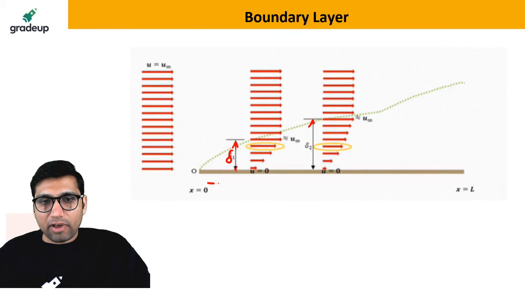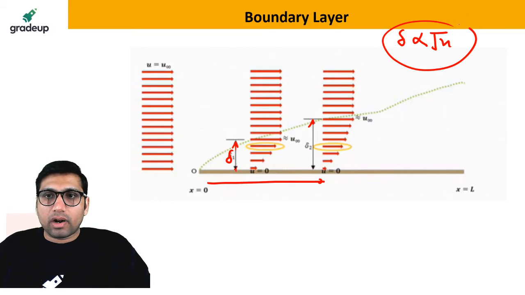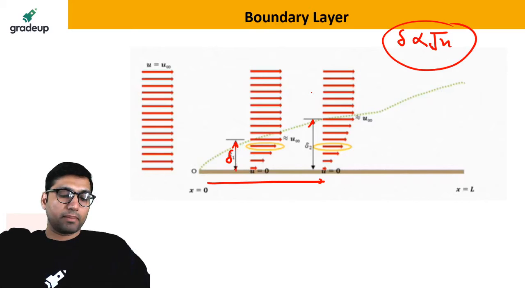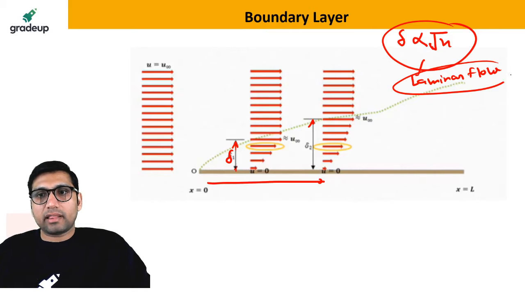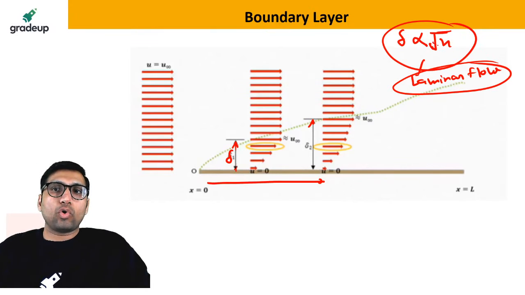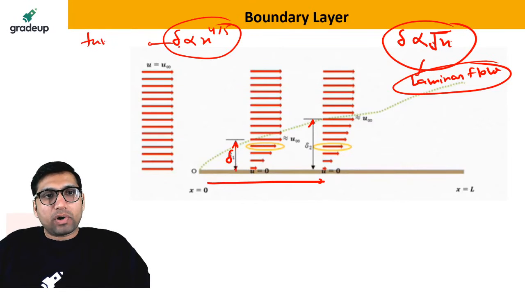As you move away from the plate, you will see that the thickness of the boundary layer is directly proportional to the square root of the distance from the plate. This is for laminar flow. For laminar flow, the boundary layer thickness is directly proportional to the root of the distance from the leading edge. And for turbulent flow, it is directly proportional to x power 4/5. This is the relation for the turbulent boundary layer thickness.